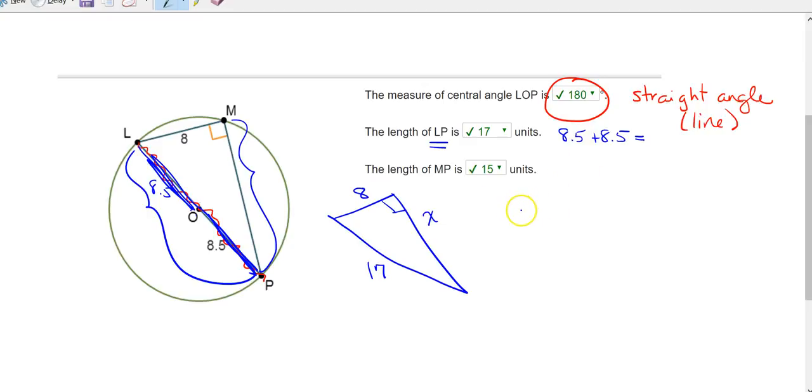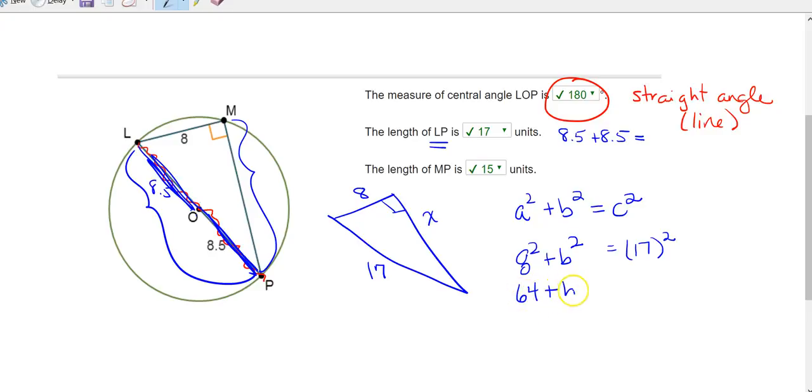You want to use what's called Pythagorean's theorem. Remember, a squared plus b squared equals c squared. Now, c is the hypotenuse, so that's going to be 17 squared. And then this is 8 squared plus b squared. So you get 64 plus b squared is equal to 17 squared, which is 289.